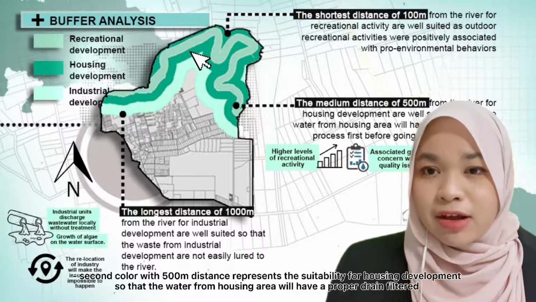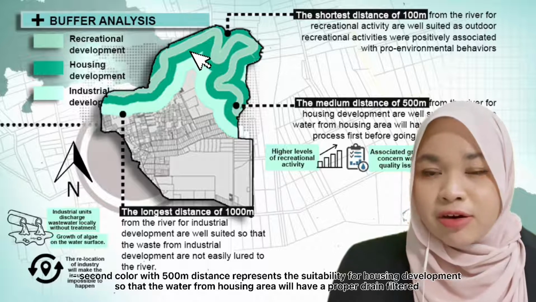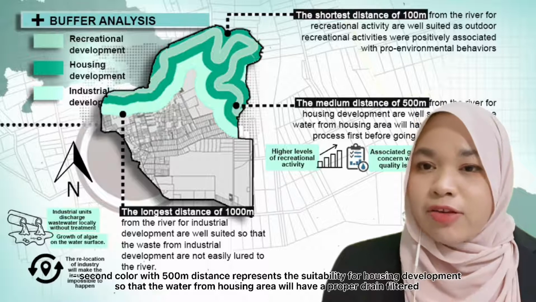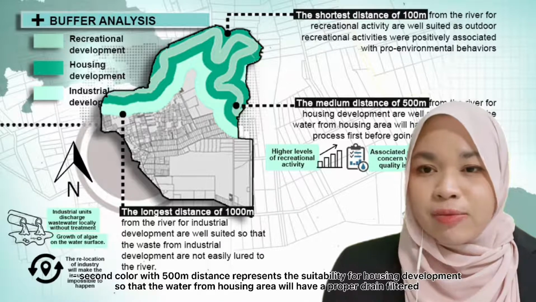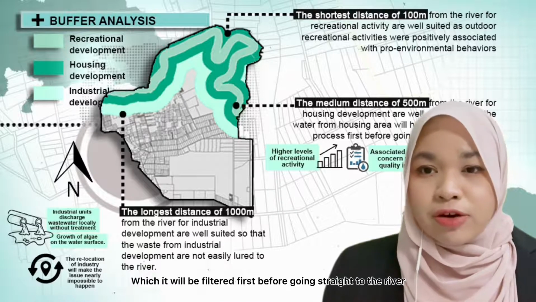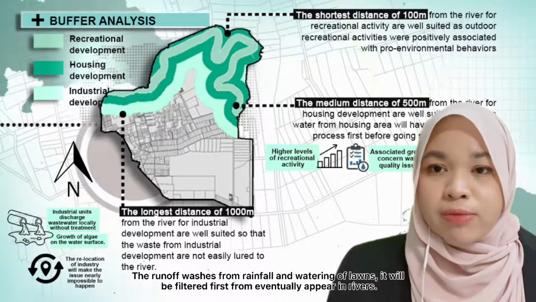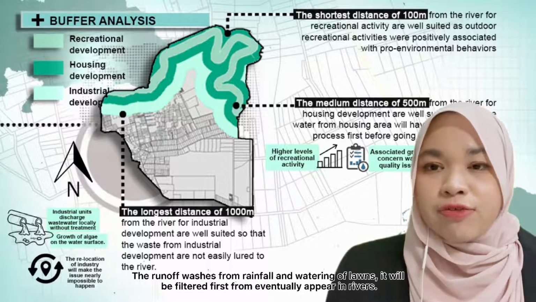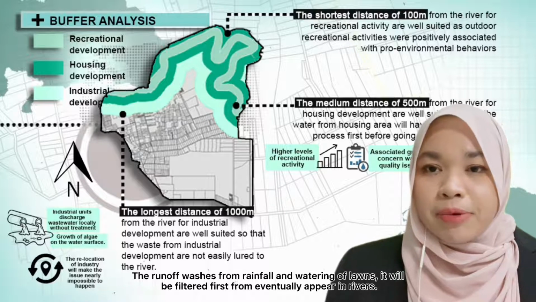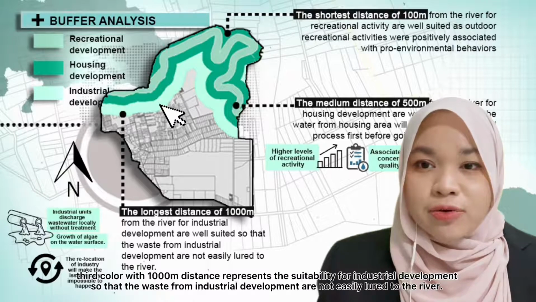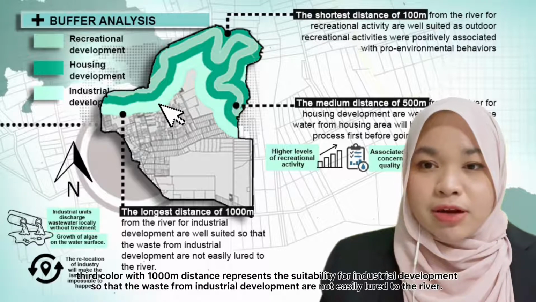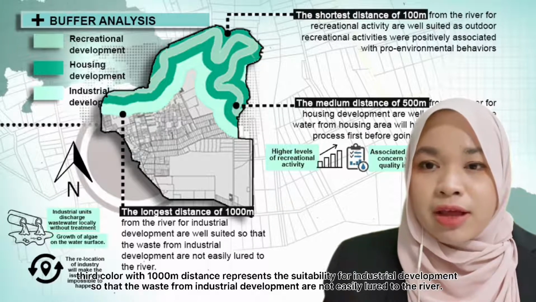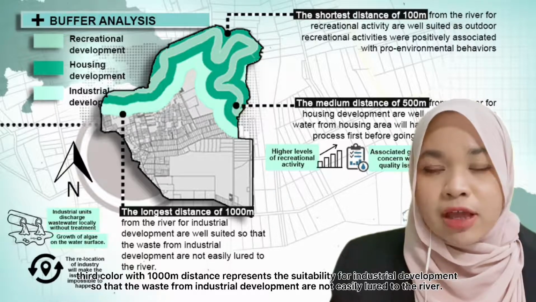The second color, with a 500 meter distance, represents the suitability for housing development, so that the water from the housing area will have a proper drainage system and will be filtered first before going to the river. The runoff from rainfall and from watering the lawn will be filtered first before eventually appearing in the river. The third color, with a 1000 meter distance, represents the suitability for industrial development, so that the water from the industrial area does not easily reach the river.